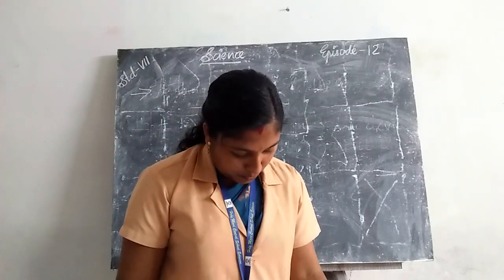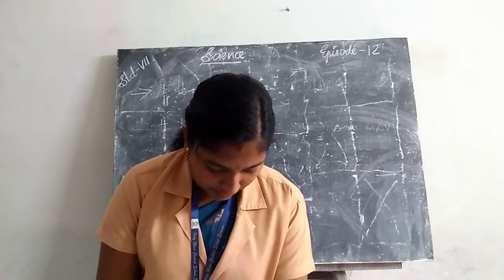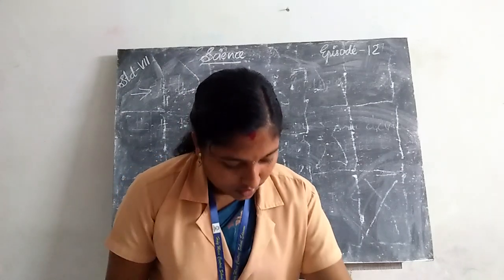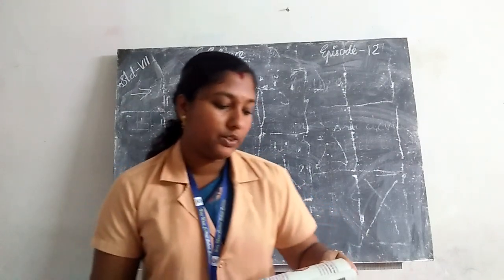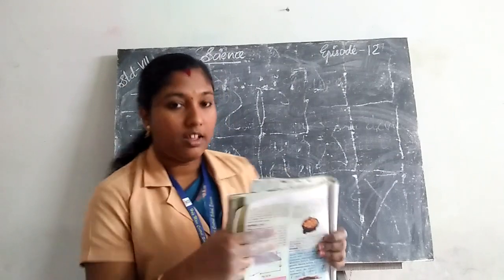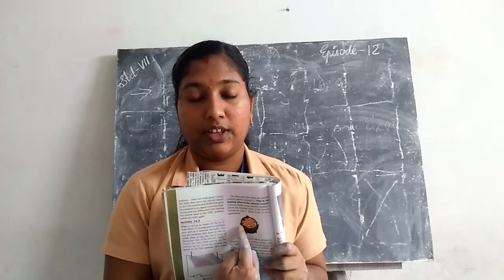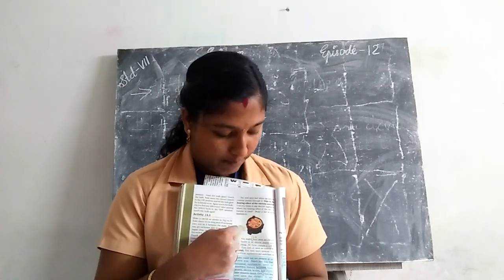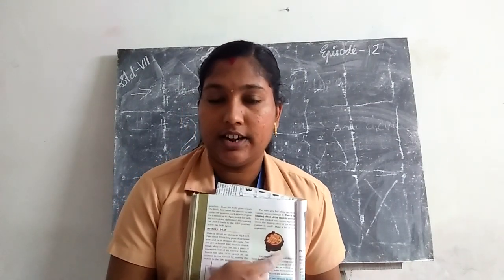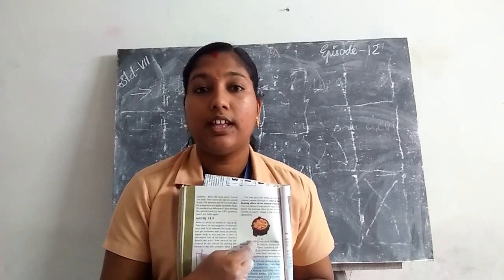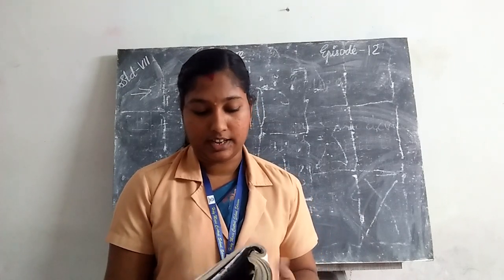Okay. In your textbook, page number 164. A picture is given about the heating effect of electric current. Here is a figure of a coil or an element. If we apply electric current to the device, the coil becomes red hot and gives out heat. This happens due to the heating effect of electric current. Okay.